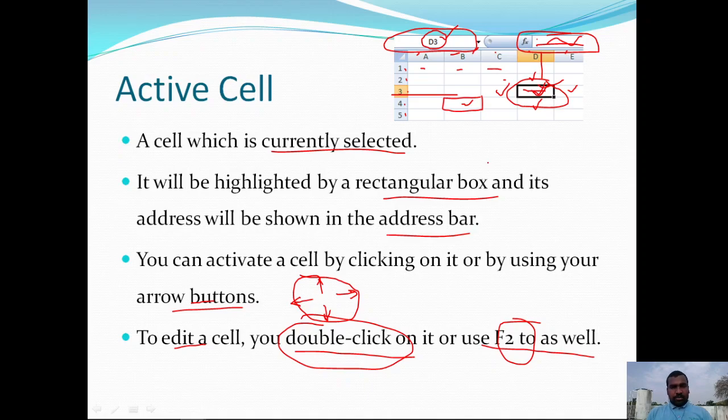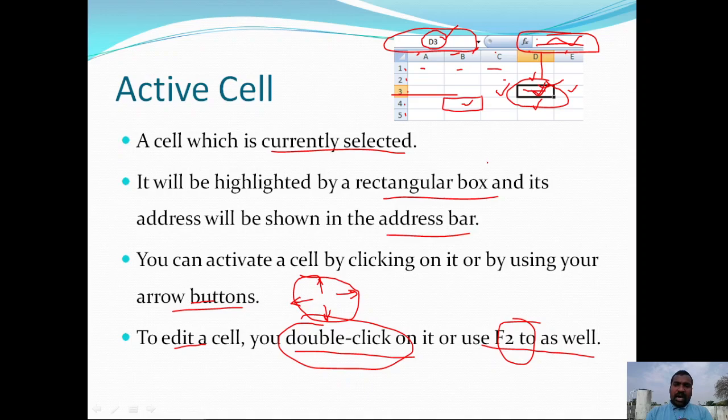So this is about the active cell. The active cell address is displayed in the address bar. You can select the active cell with the help of the mouse left button or navigation keys.